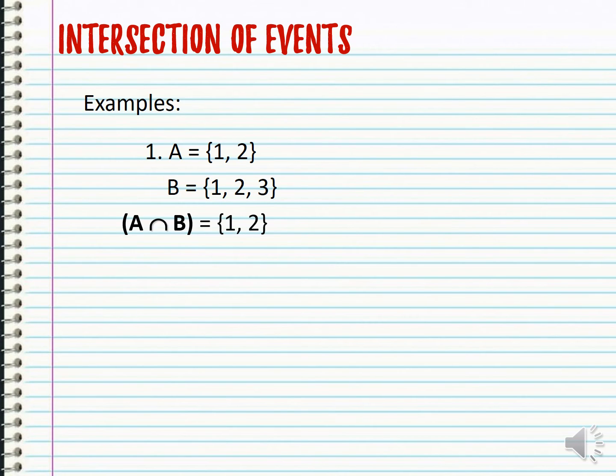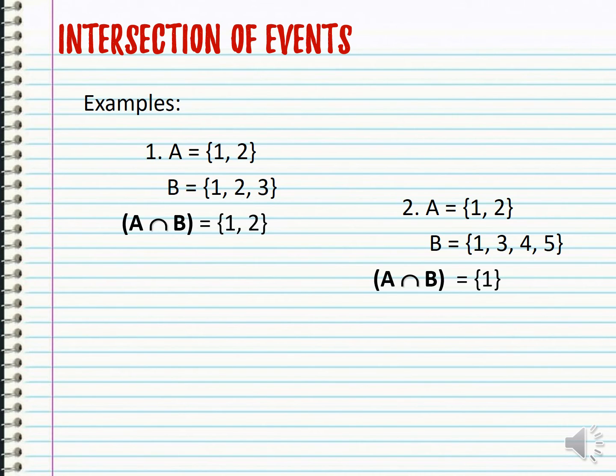Then, another example: we have event A, which has 1 and 2 as its elements, and event B, which has the elements 1, 3, 4, and 5. So what do you think will be the intersection of these two sets? Okay, so it's 1.